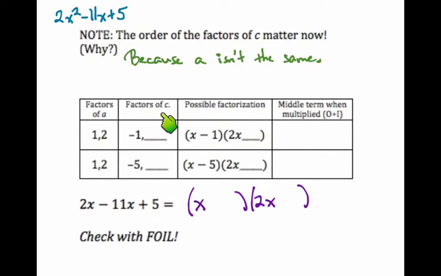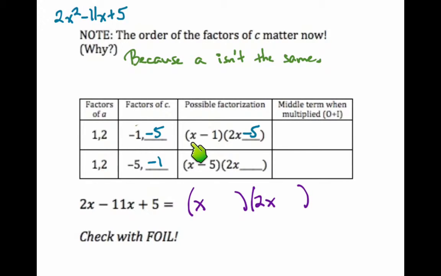So what possible factors of c do we have? If we have 1x times 2x, what can go in here? Well, negative 1 times, what can be c, that 5? Well, negative 1 times negative 5, of course. And like I said, the order matters, so the other possible factors are negative 5 and negative 1. Well, if we write out these expressions, that means we could have x minus 1 times 2x minus 5.